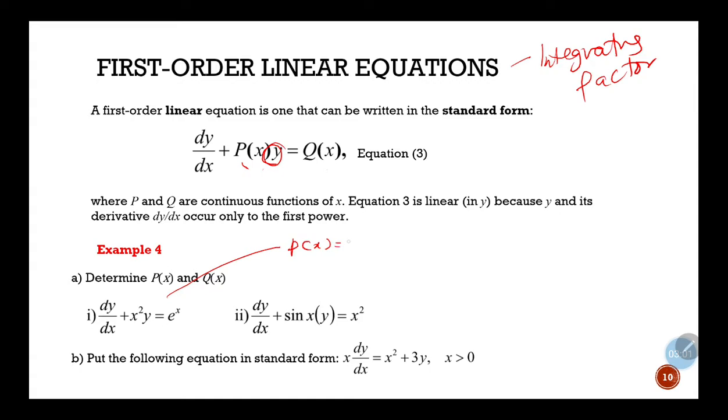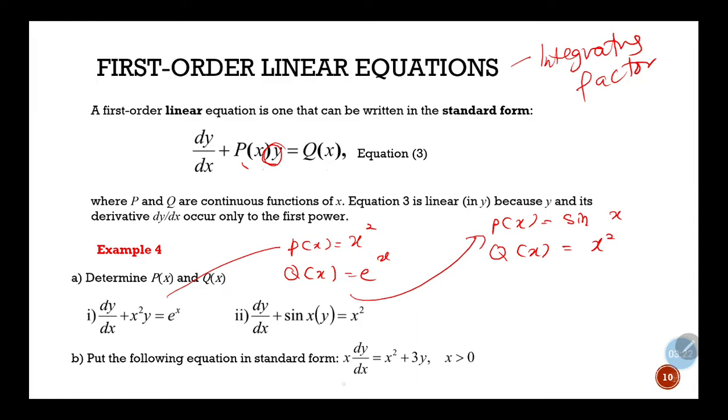p(x) is x squared. q(x) is e to the power of x. Okay, and this one? Which one is p(x), you think? p(x) is sine x, whereas q(x) is x squared. Okay, this is a little bit complicated, but not too hard for you undergraduate students.